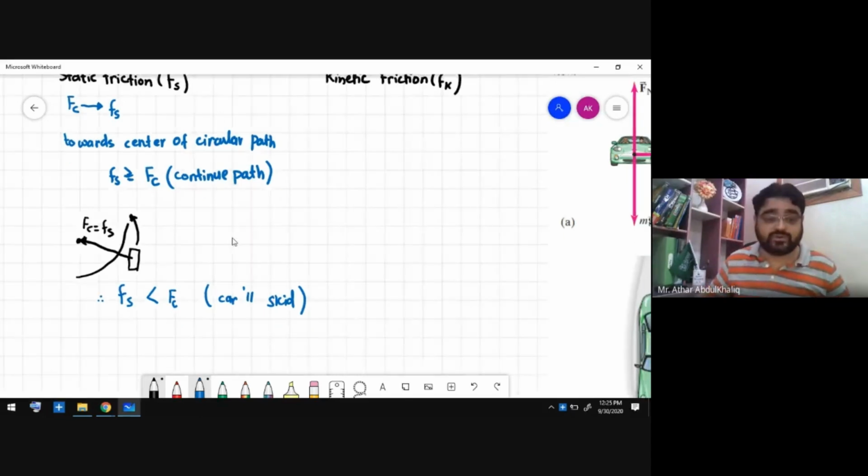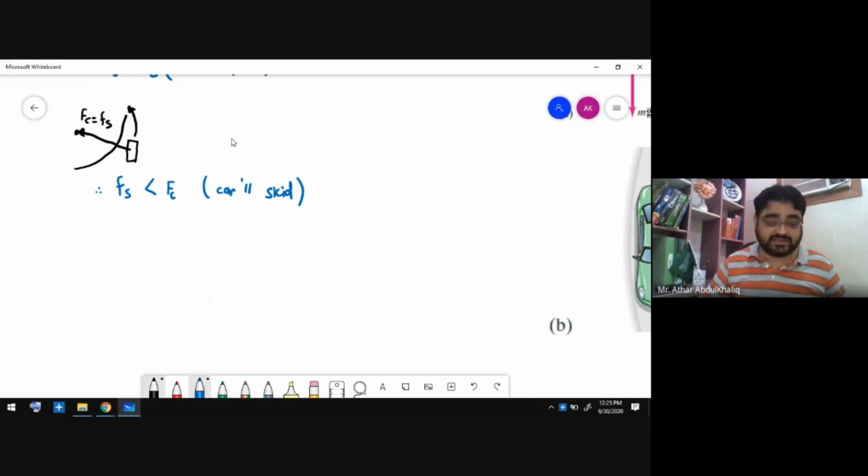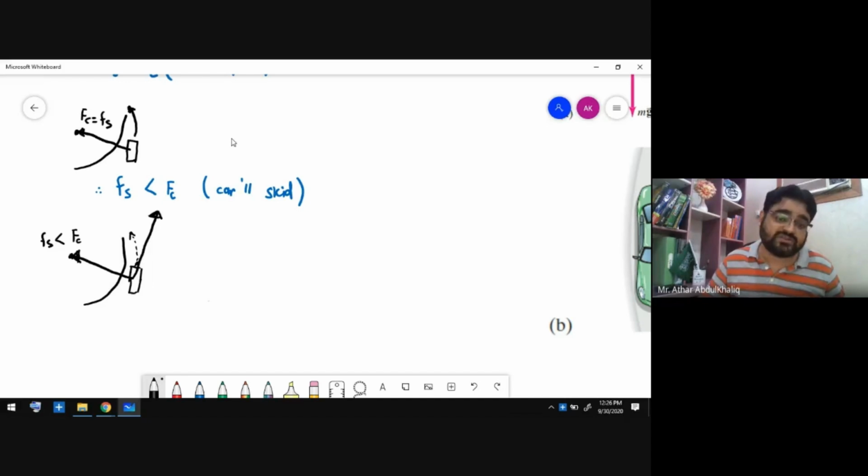And if you want to see the figure, in this condition the car actually wants to move along this curved path. This circular path is also directed towards the center, where the centripetal force is, but Fc is greater than Fs, or you can say Fs is less than Fc. So this car, rather than move on this track along this direction, will move toward this direction, and you will say that the car will skid. It will move along the velocity.